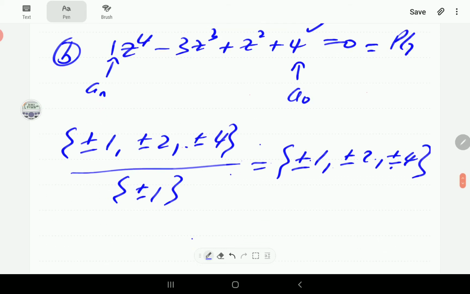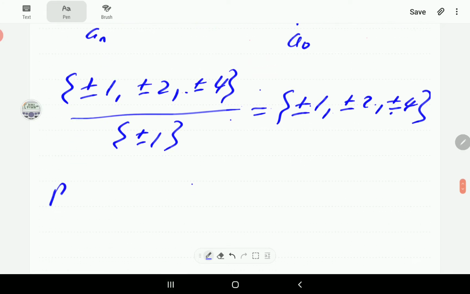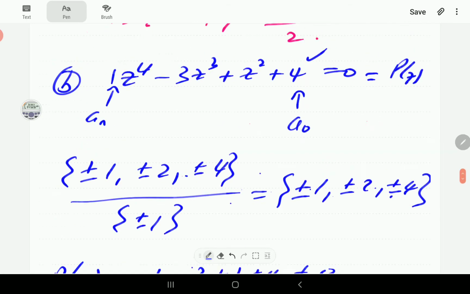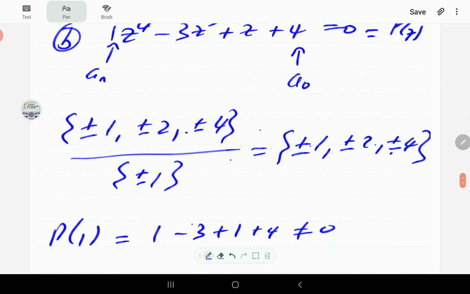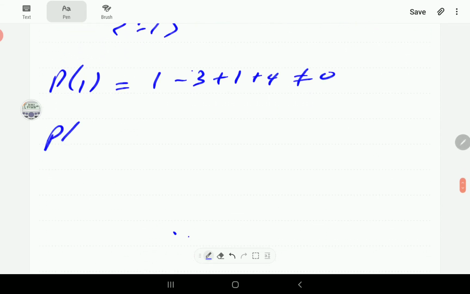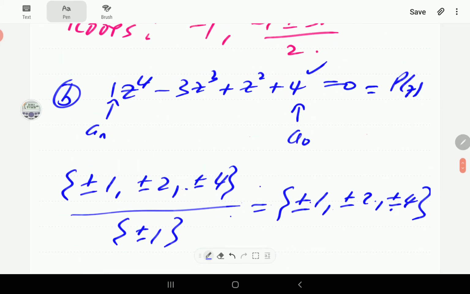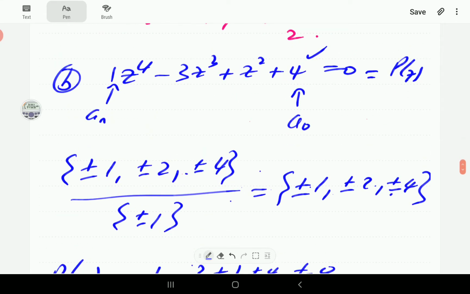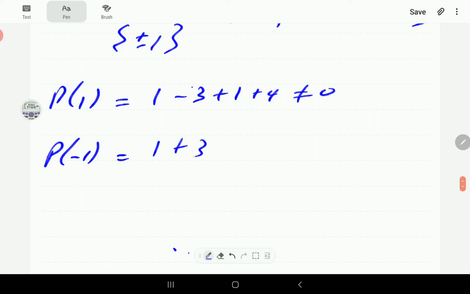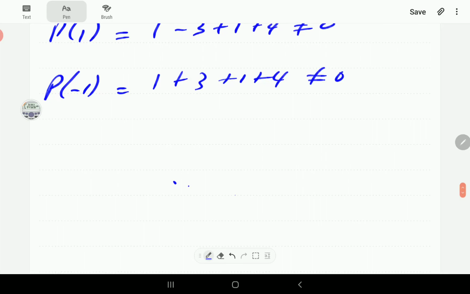If we call this p of z, then of course we start with 1. So 1 is just going to be the sum of the coefficients: 1 minus 3 plus 1 plus 4. This one is not equal to 0. Then if we try negative 1, the odd powers of z will change sign. So this time we're going to have 1 plus 3 plus 1 plus 4. This is still definitely not equal to 0.